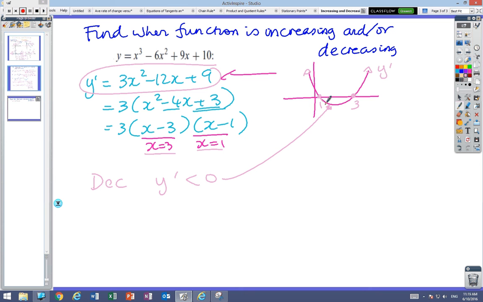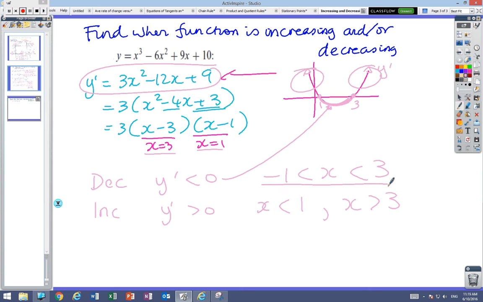So under here is when it's negative, so 1 less than x less than 3 is when it's decreasing, and it's increasing when y dash is positive, which is this section here and this section here. So x is less than 1 or x is greater than 3. So we end up with these inequalities. Looking at the sketch, that's when it's negative, so that's when it's decreasing. And here is when y dash is positive, so we end up with two bits separated by a comma.